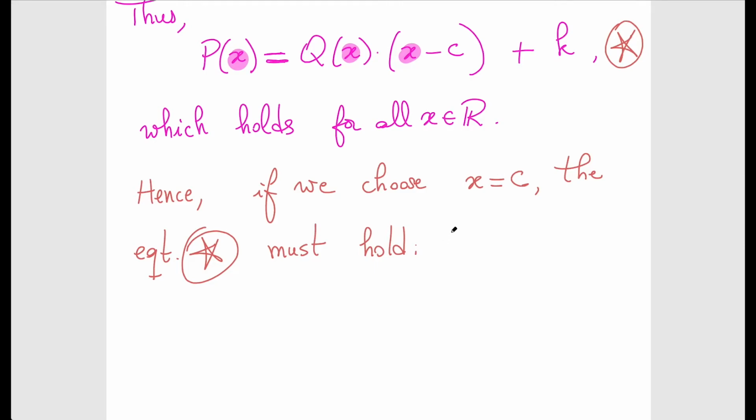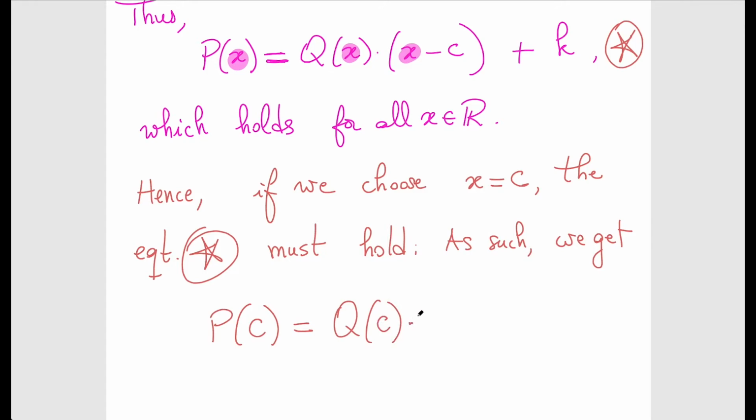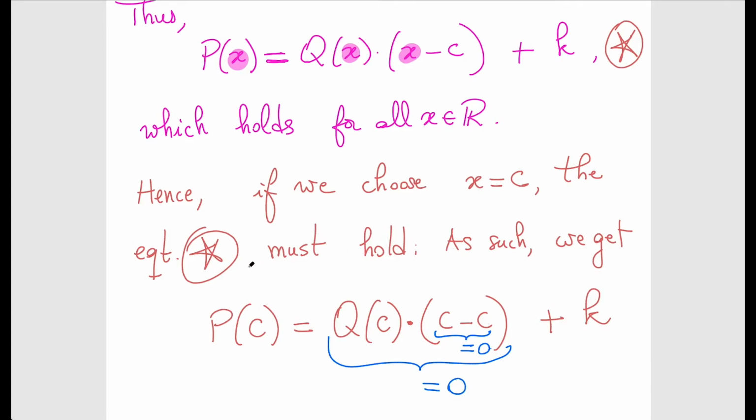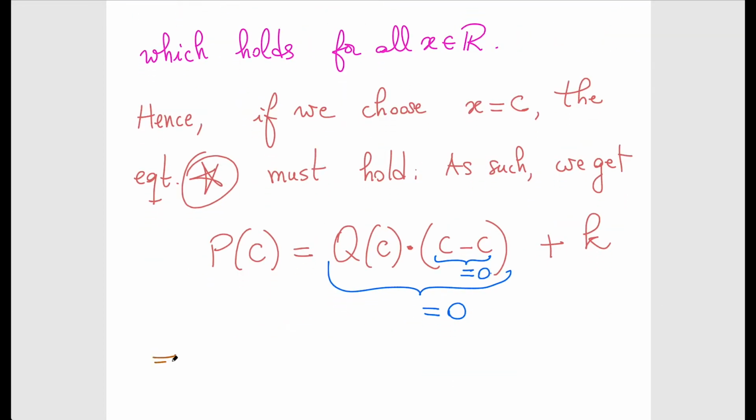And what do we get? Let's read it together. P of c, I'm replacing x by c. P of c is equal to q of c times c minus c plus k. And what's c minus c? 0, right? So that guy is 0. And 0 times any polynomial is 0. So now this whole thing is 0. And what do you obtain? You obtain that P of c is equal to k.